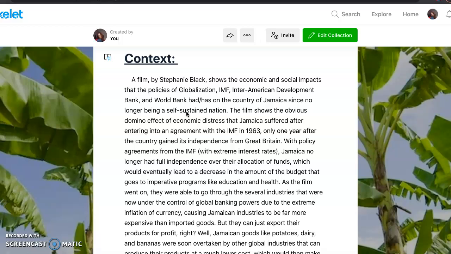So the conditions for Jamaica at the time were that they had to inflate their currency to a 1 to 30 rate. I believe at the time it was only 1 to 20, but now it has risen to 1 to 30, which is crazy to think about because the US and Great Britain is like 1 to 1.3. So that just shows how great this inflation is.